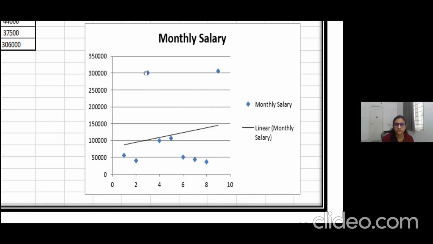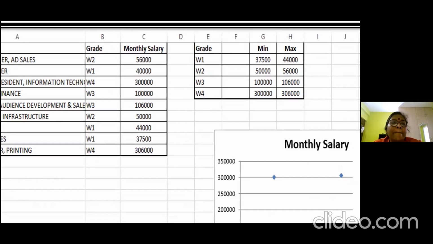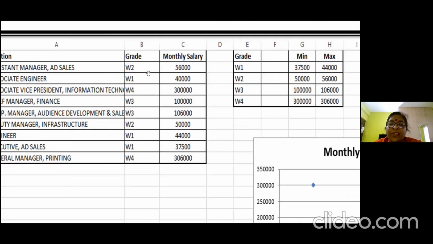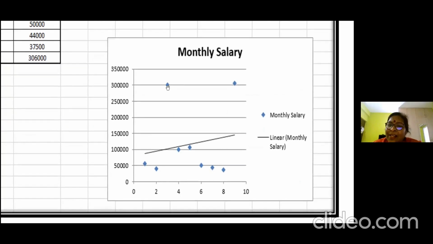There is this job here, which could be in grade 3. Let me just go to see grade. Yeah, there is a chief manager. There is this job here, which is in grade 3. Okay, grade 3. But look at its corresponding salary for this job. It's very, very high.